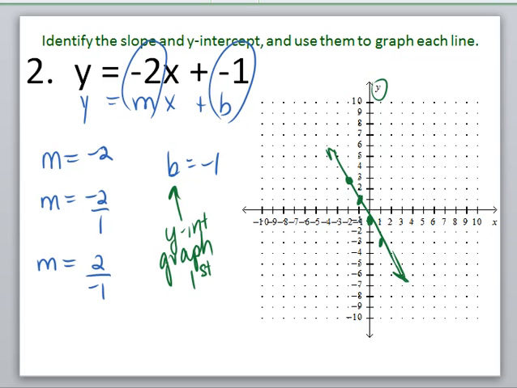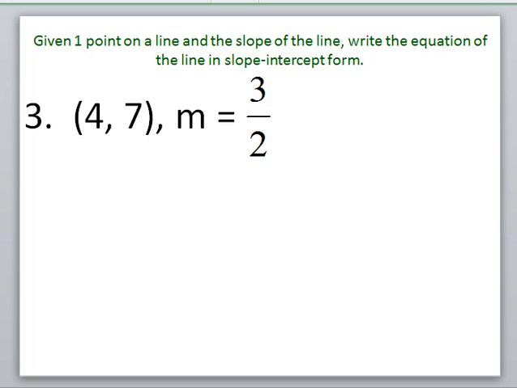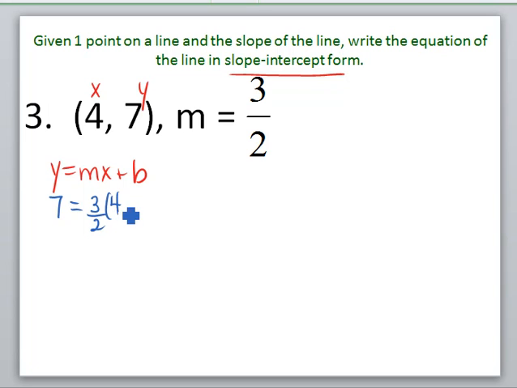The next thing we've been doing is that we have been writing the equations of lines, given a point and a slope. What I will do is I will write down y equals mx plus b. And I'm going to put that in slope-intercept form at the end, so I want my answer to look like that in that form. The way I get there is by plugging in values that I know. So I know that y is 7, I know m is 3/2, and I know x is 4. So I'm plugging in all those values. b is what I need to find.